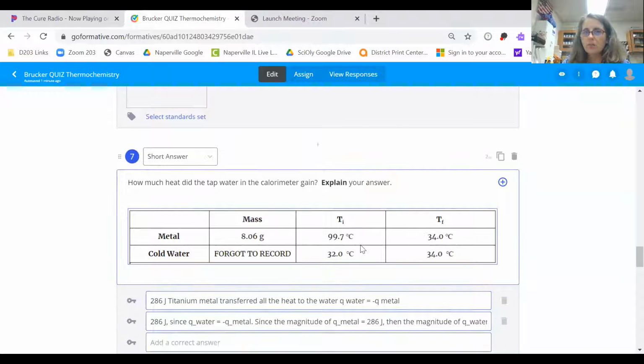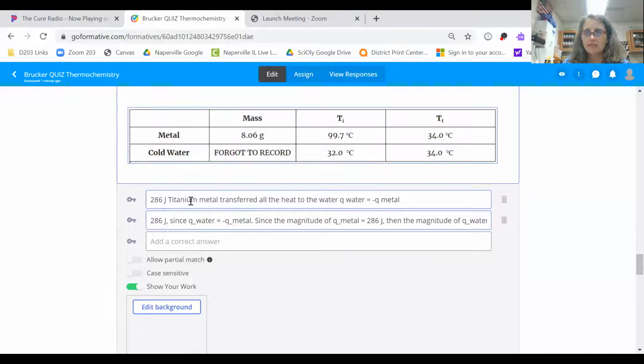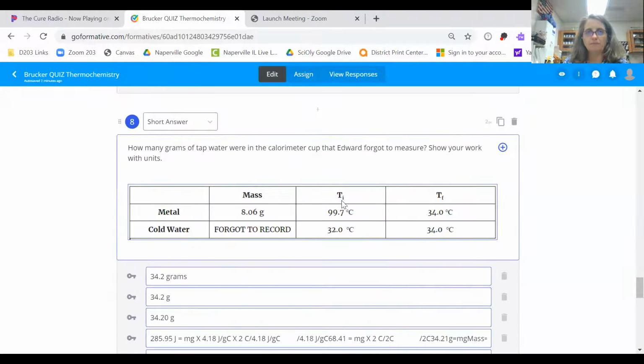How much heat did the tap water in the calorimeter gain? Explain your answer. So key word there is explain. So realize it's the same as the titanium metal because it transferred all of its heat to the water. And yes, we're losing heat through this process, but we are assuming the heat gained by the water is coming from the heat lost by the metal. We're going to set those two equal. So that's why it says explain your answer for number 7.